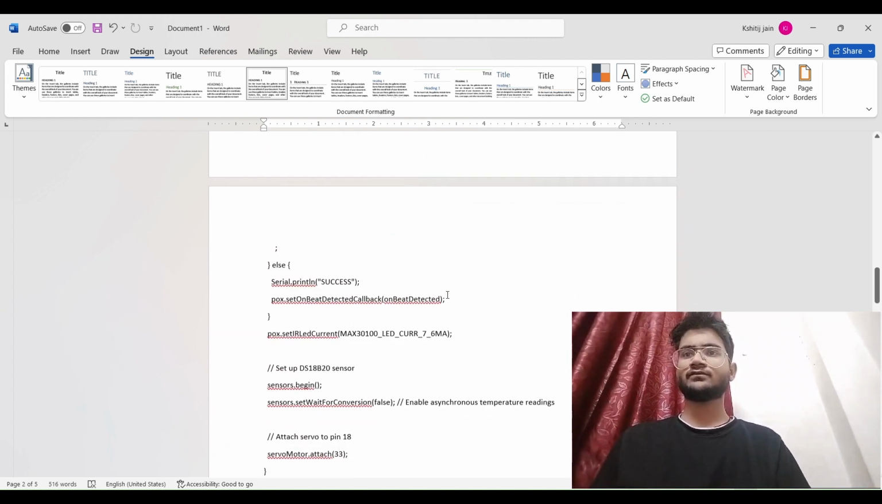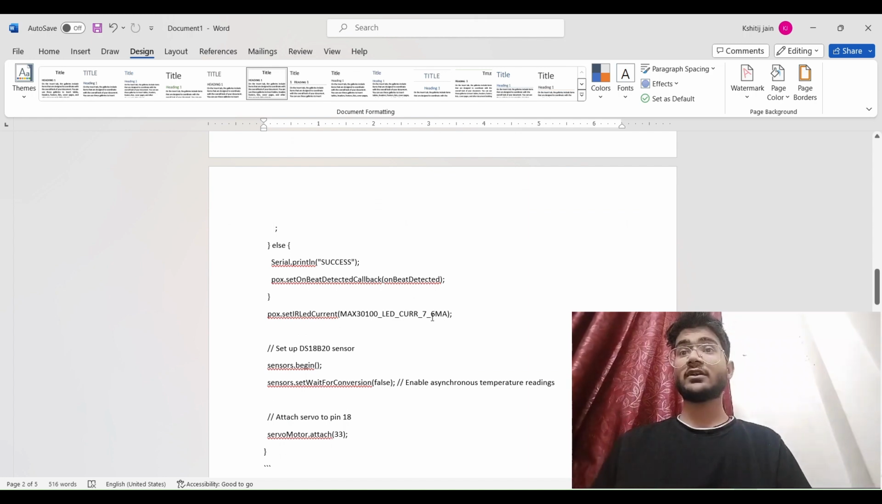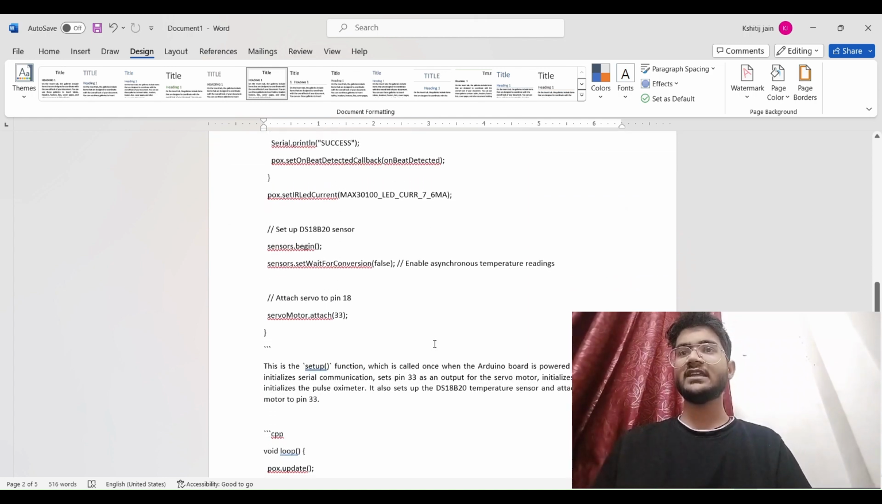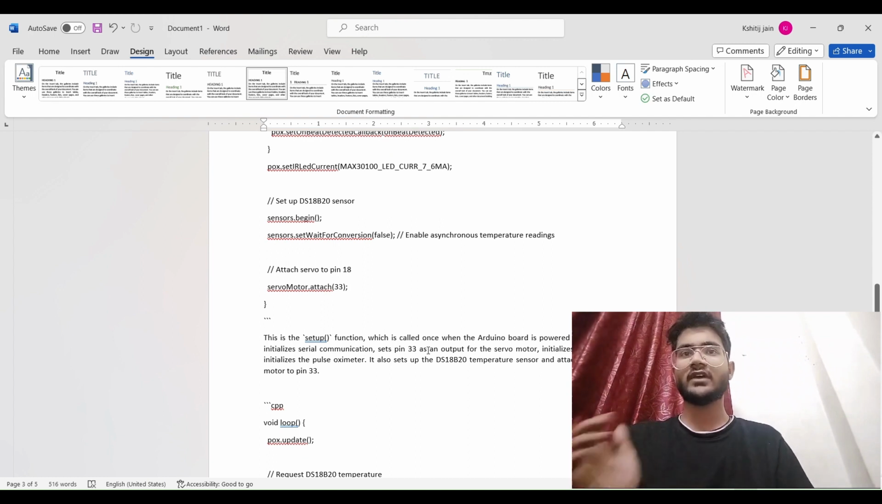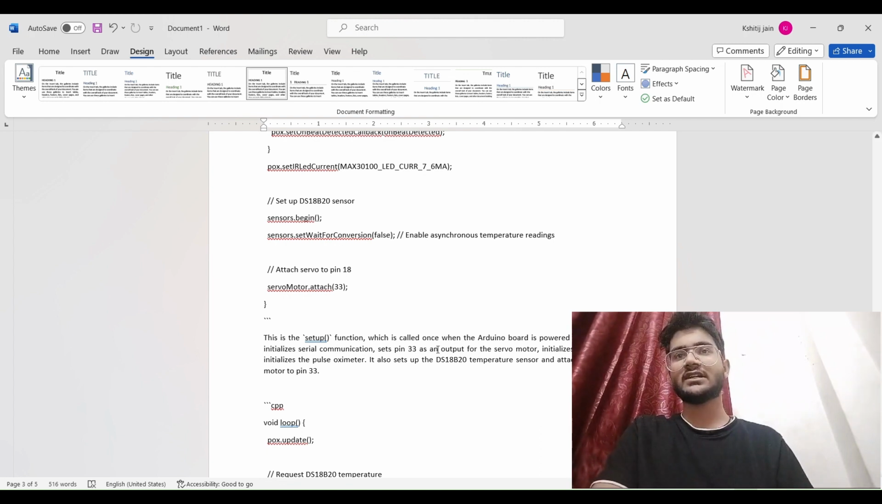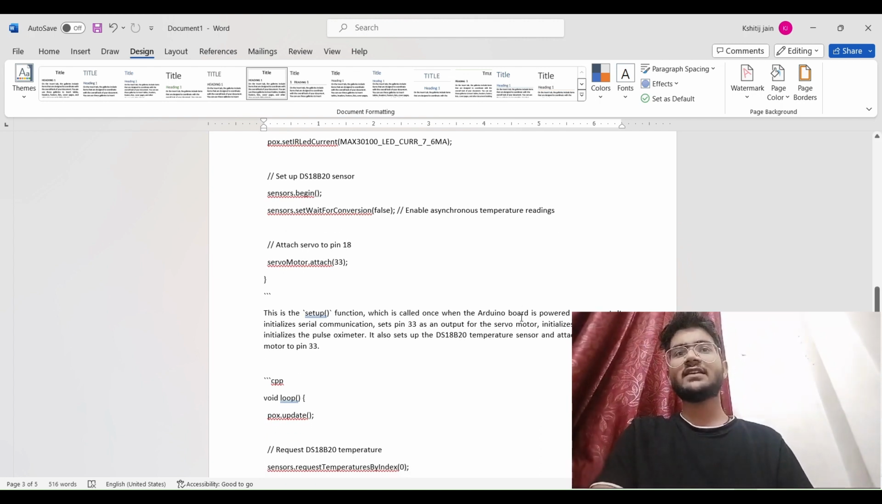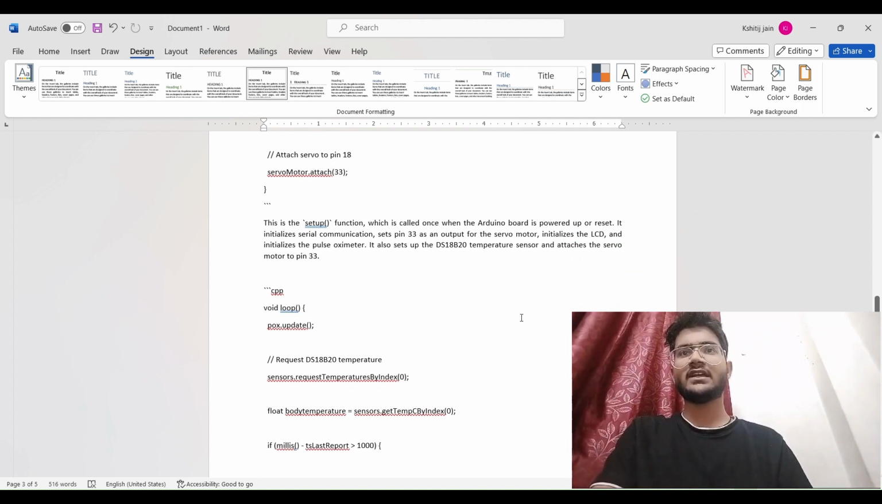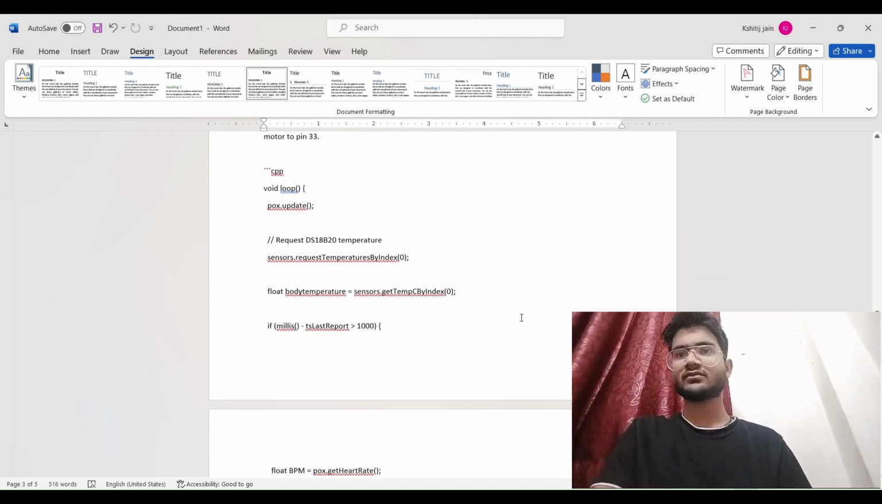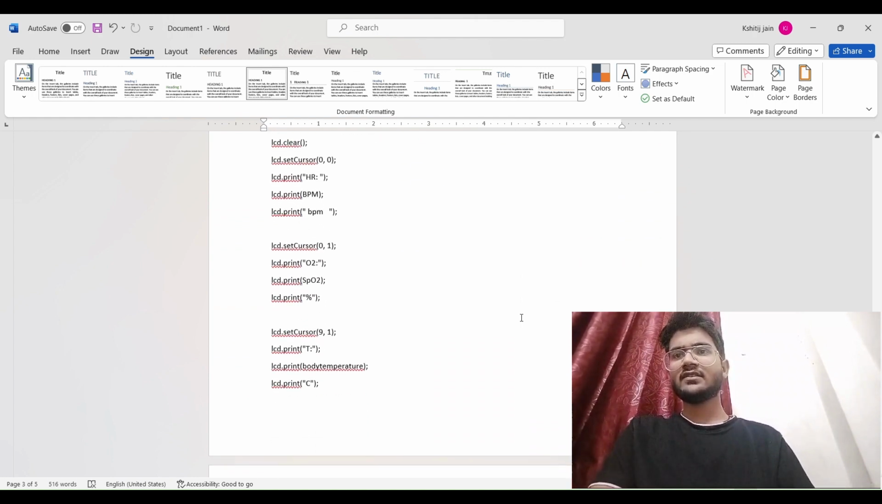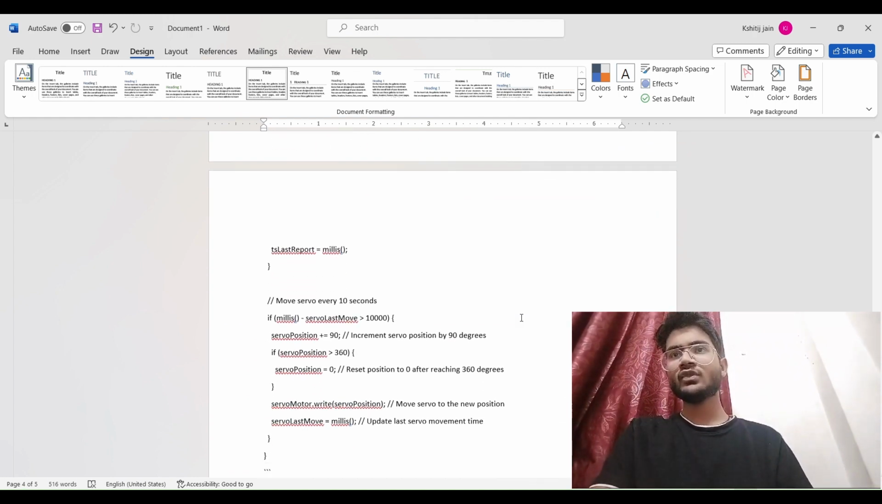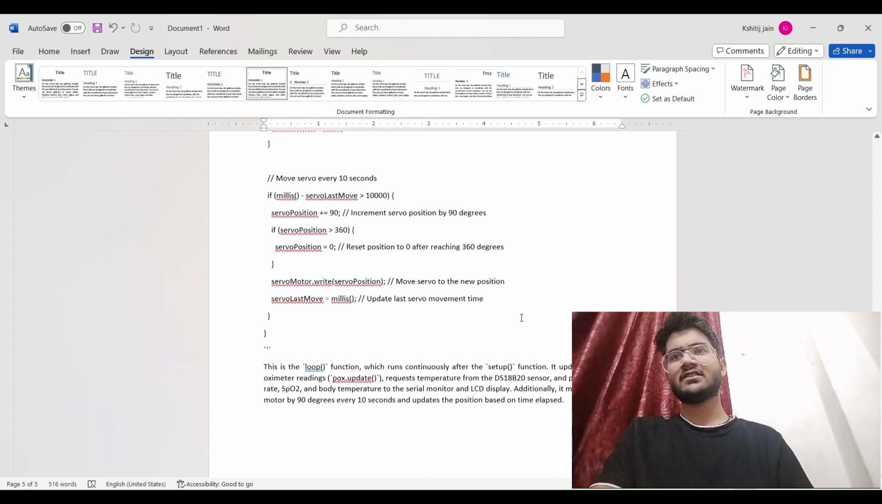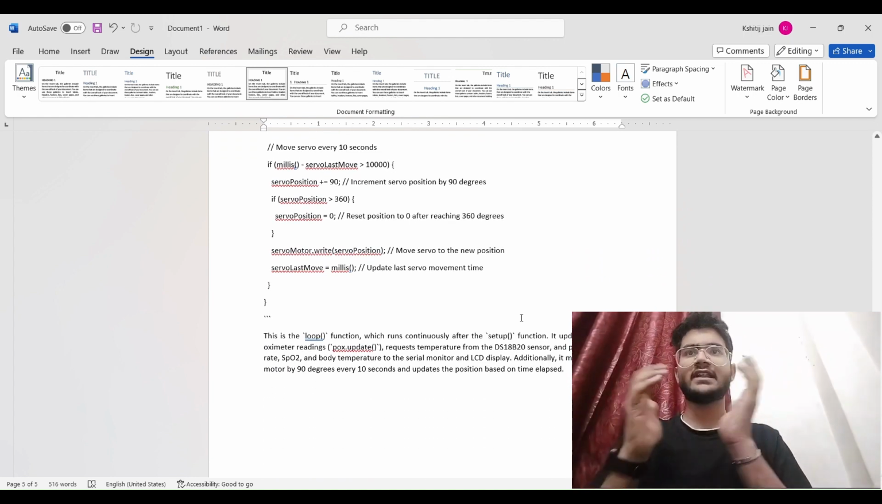Then we have attached the servo to pin 18. This is the setup function, which is called once when the Arduino board is powered up or reset. It initializes serial communication, sets pin 33 as an output for the servo motor, initializes the LCD and initializes the pulse oximeter. It also sets up the DS18B20 temperature sensor and attaches the servo motor to pin 33. We also move the servo every 10 seconds, like the servo motor has to rotate every 10 seconds.